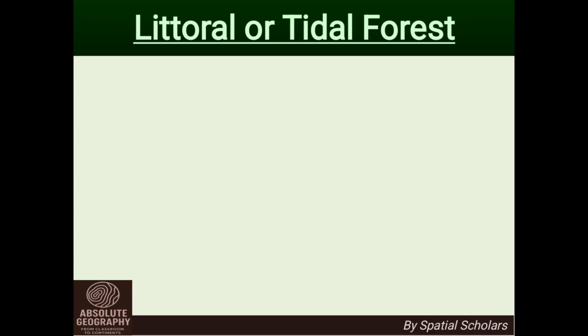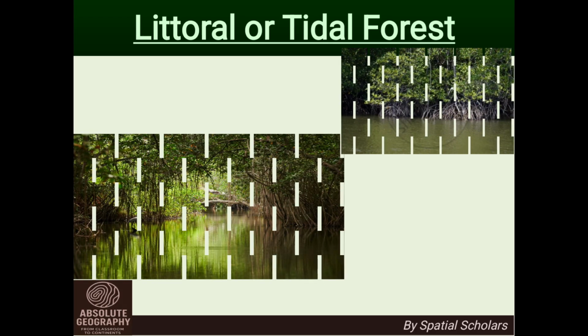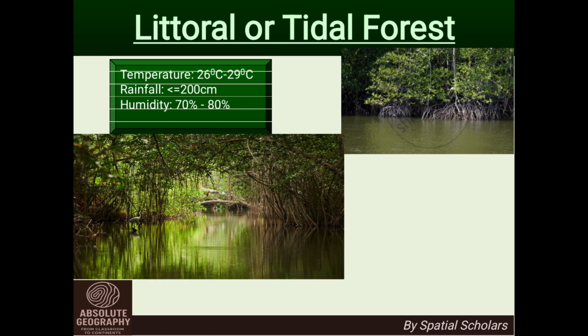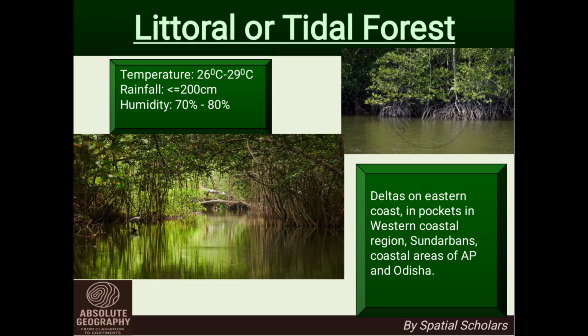Lastly, we have littoral forest, also known as tidal forest and commonly called mangrove forest. These grow in coastal areas and are influenced by tides. Annual range of temperature is between 26 to 29 degrees Celsius, rainfall up to 200 centimeters, and humidity stays high. Since the vegetation faces periodic shifts of high and low tides, the trees have adapted to survive in waterlogged, muddy, and saline conditions. They have two special types of roots.